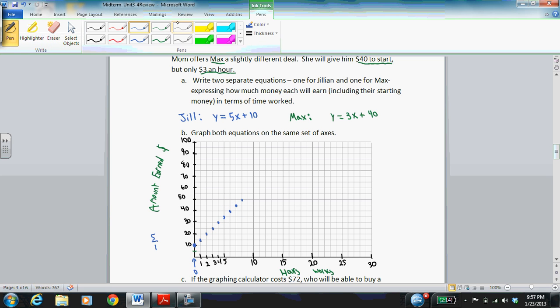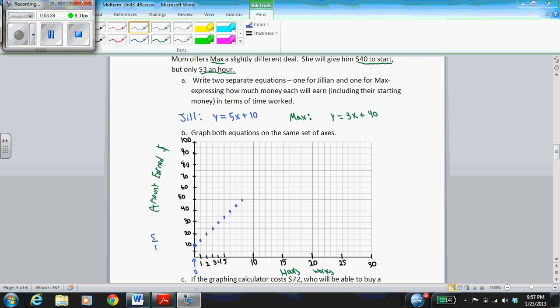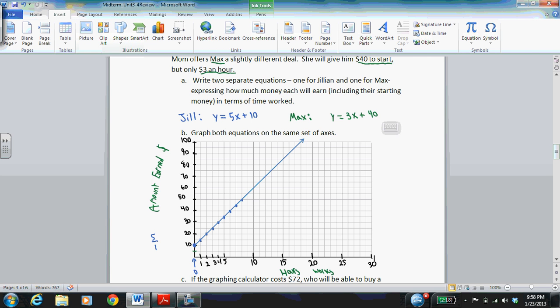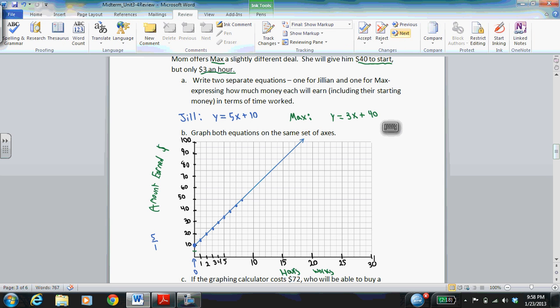So now I'm going to pause the video and add in the rest of that line that continues that up 5 over 1 pattern. So there you can see Jill's line drawn there. Now let's look at drawing Max's line.